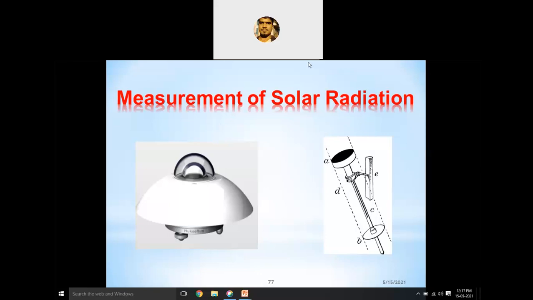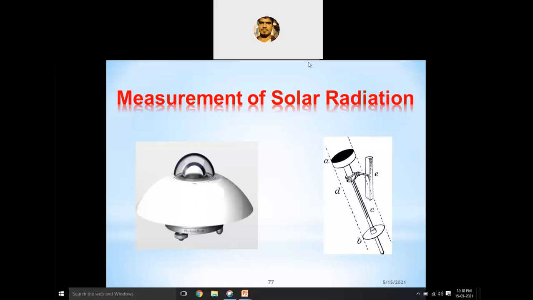Today we are going to discuss the measurement of solar radiation, and it is very necessary to measure it mainly for two important reasons. The first important reason is its application. Nowadays we are using more solar applications like solar heaters, solar cooking, and solar portable power generators. For these applications, we should know how much solar radiation we are getting from the sun to the earth. That is one reason.